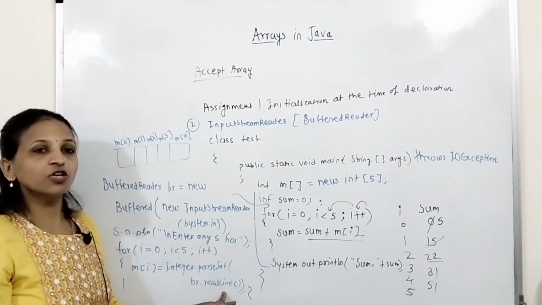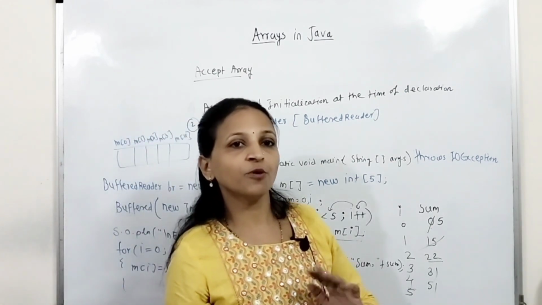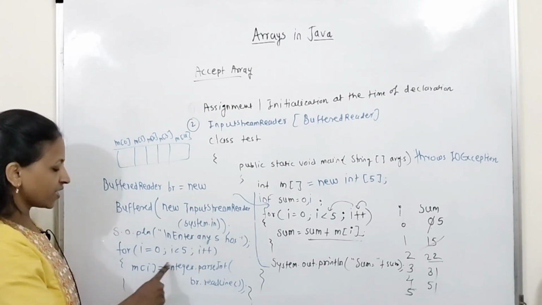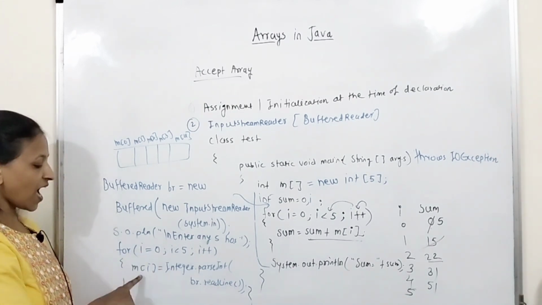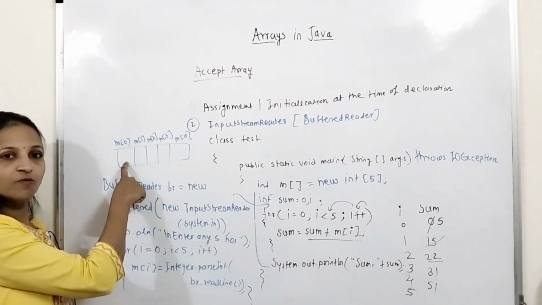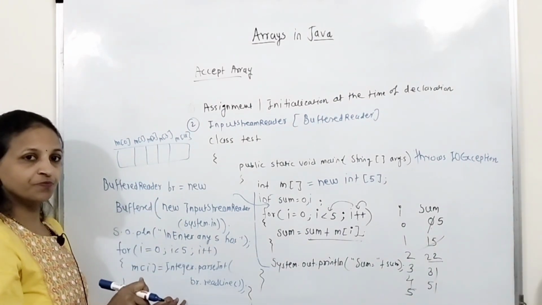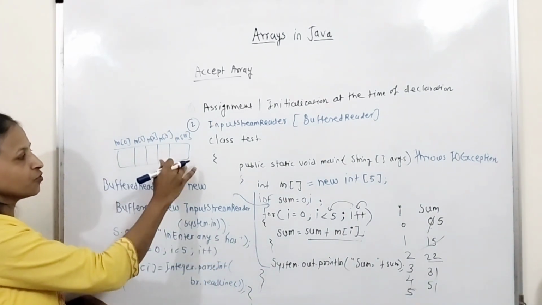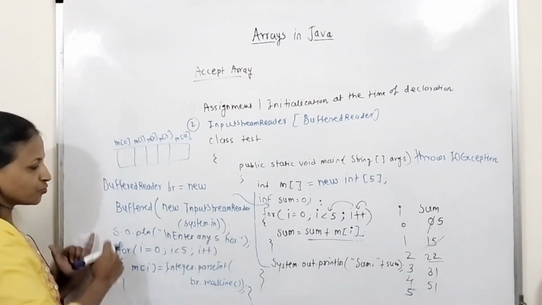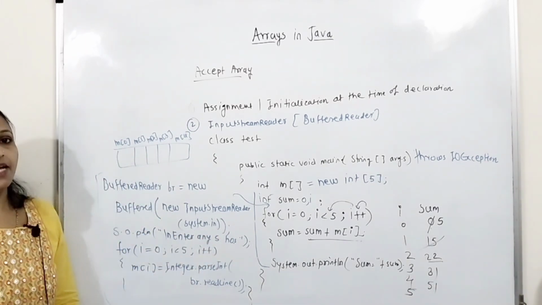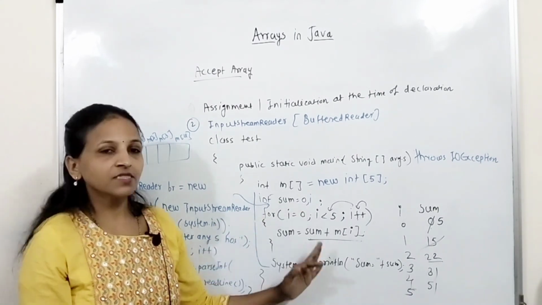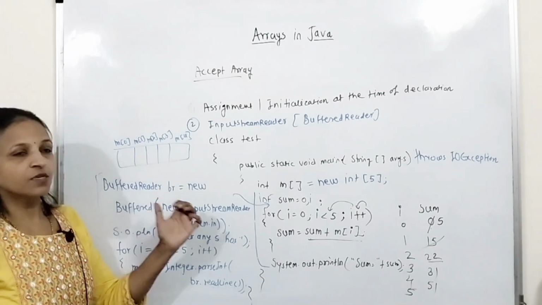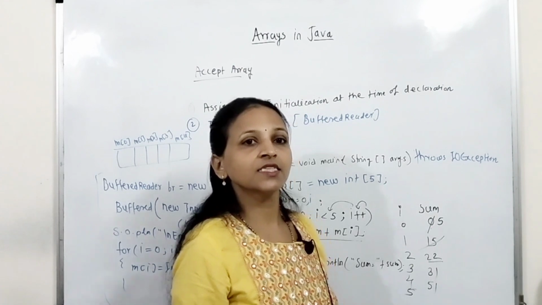Always keep in mind that br.readLine will fetch the input in the form of a string, which should be converted to the specific data type. That's why it is converted to integer and then stored inside that array. Suppose the user enters 5, then that will be stored at m of 0, then the second element at m of 1, m of 2, and so on. In this way all the elements will be stored in that array, and after that you can do the sum in the same way as discussed before. Now this is the second way: using InputStreamReader you can also access the array elements.